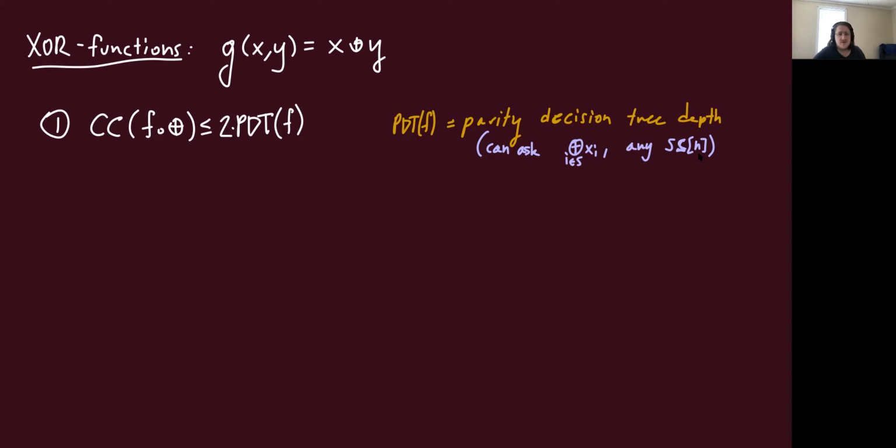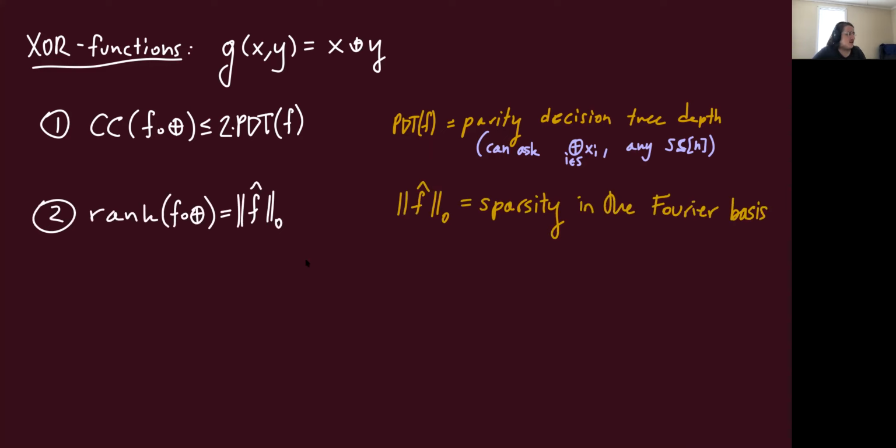So this is what this first advantage looks like. This second advantage of this connection between rank and sparsity in this context can be framed as saying the rank of this matrix associated with F composed with this XOR gadget is going to be the sparsity of F in the Fourier basis. So what it would mean to design efficient query algorithms from sparse functions is to say that we have a Fourier sparse Boolean function and we want to design a short parity decision tree.